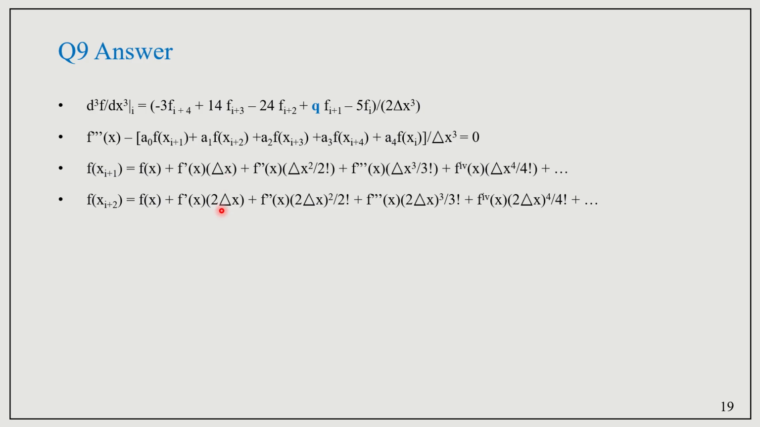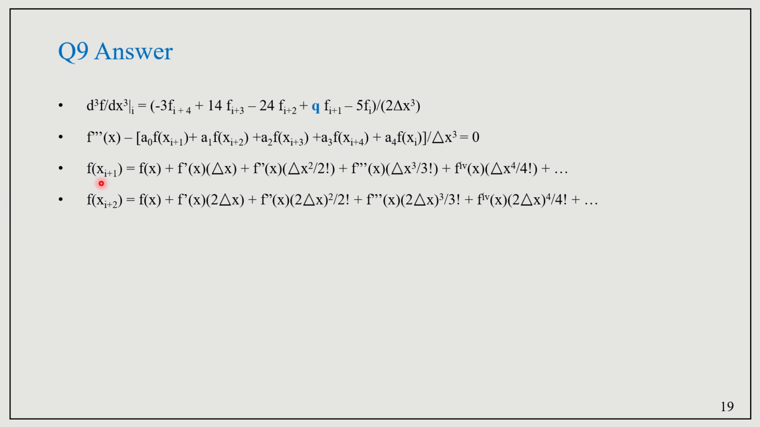So delta x changes into 2 times delta x. So f of x at i plus 2 equals f of x plus f dash of x into 2 times delta x plus f double dash of x into (2 times delta x) square by 2 factorial plus f triple dash of x into (2 times delta x) cube by 3 factorial, and so on.